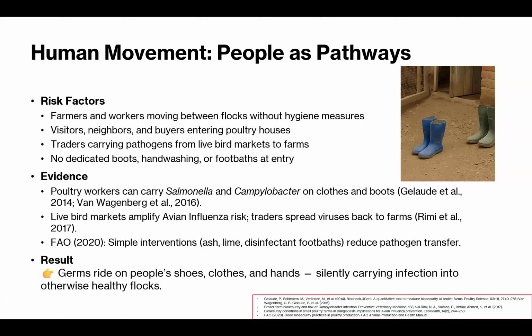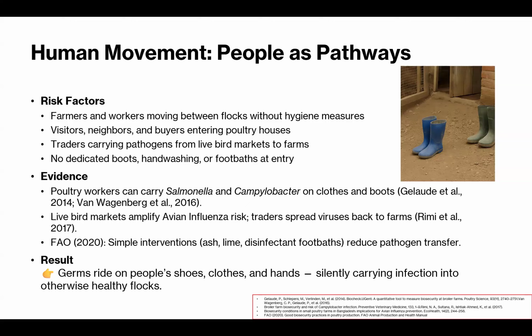The other one is traders. We do allow traders, mostly the ones who've interacted with so many farms and maybe went to bad markets, to actually enter into our farms, and they are a very high risk factor for diseases. The other risk factor is that most farms in sub-Saharan Africa, and I've shown an image here on the right, do not have dedicated booths, hand washing, or foot bath at entry, which is a very, very common phenomenon. And there is evidence that shows that if we don't put in these measures, the risk of disease is high, and there are publications that you can read.